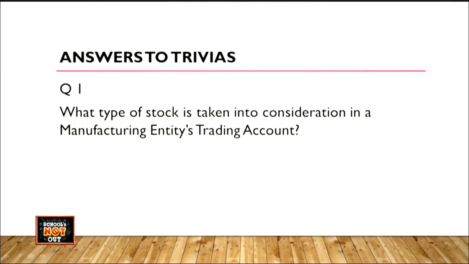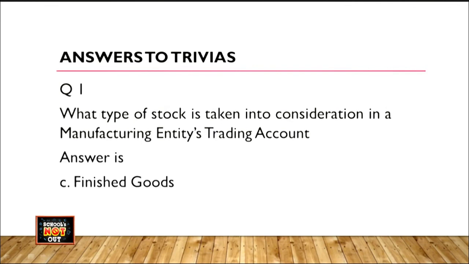Earlier on in the presentation, you were asked some trivias. Now let's see what are the answers, or what were your answers. Question number 1 was, what type of stock is taken into consideration in a manufacturing entity's trading account? What was your answer? I pray you were correct. The answer to this question is finished goods, which was item C.